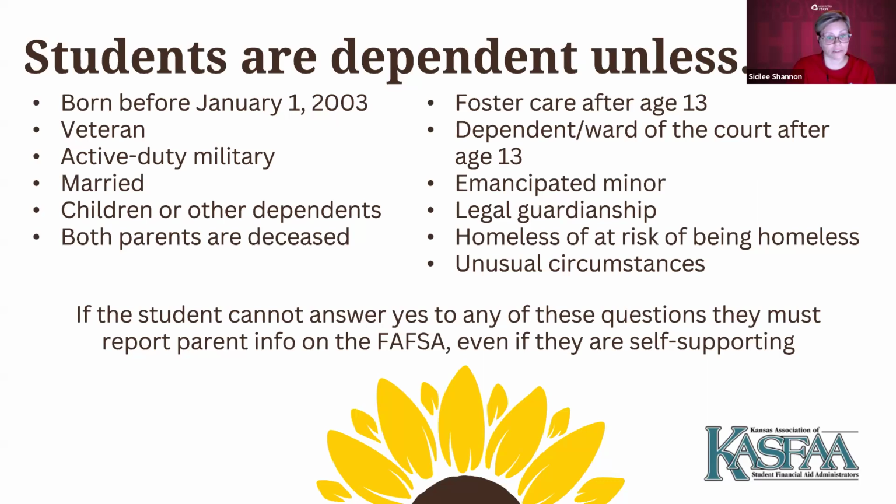There's also going to be some additional questions on the FAFSA to help determine your dependency status, such as: were you in foster care after the age of 13? After the age of 13, have you ever been a dependent or a ward of the court? Were you an emancipated minor? Were you in the legal guardianship of another person? Is there another unusual circumstance, or have you ever been at risk of being homeless? If you cannot answer yes, potentially, to any of those questions, then you would report parent info on the FAFSA, even if you are self-supporting.